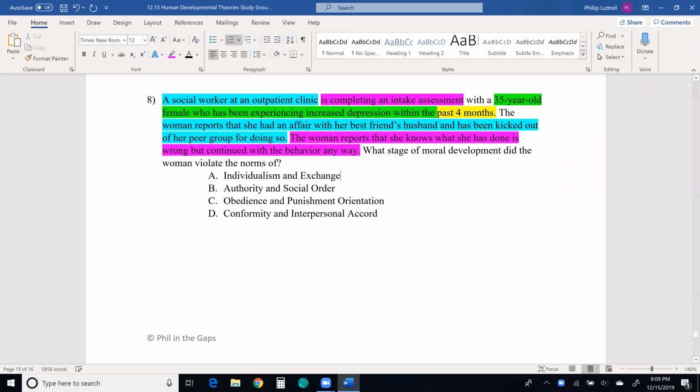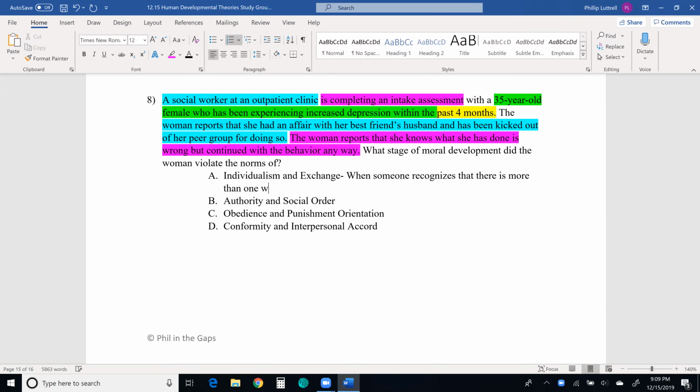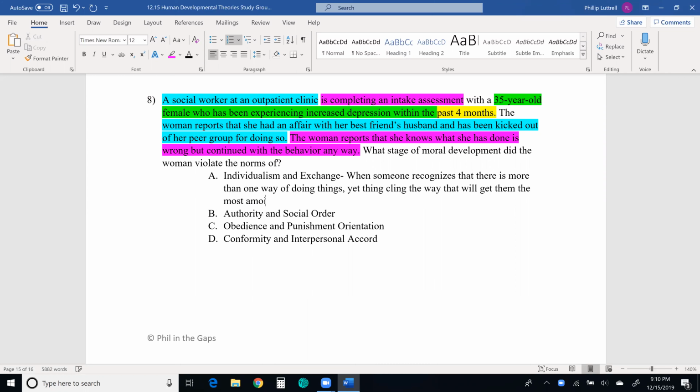So individualism versus exchange. When someone recognizes that there is more than one way of doing things, yet clings to the way that will get them the most amount of benefit.